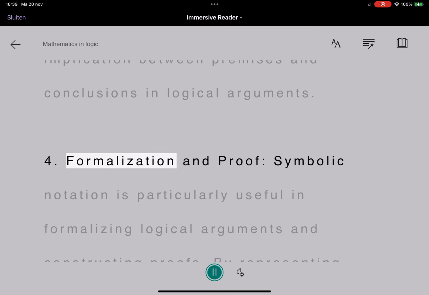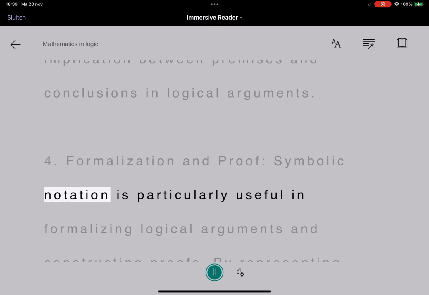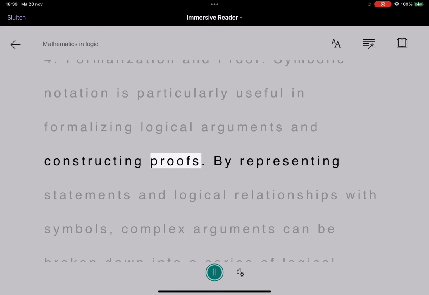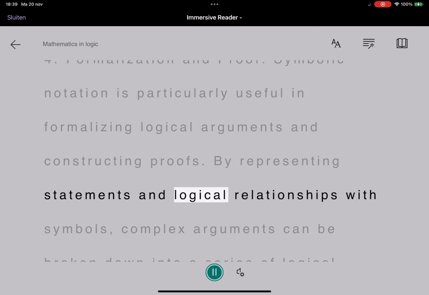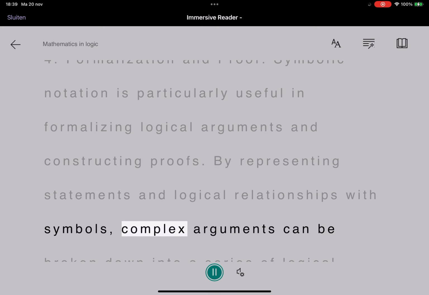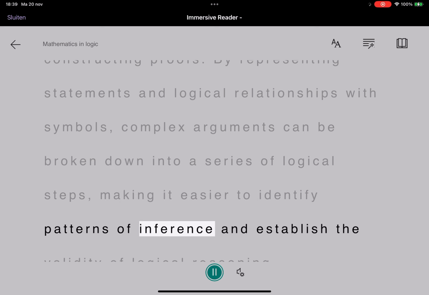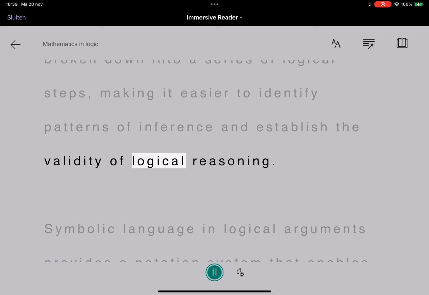4. Formalization and proof. Symbolic notation is particularly useful in formalizing logical arguments and constructing proofs. By representing statements and logical relationships with symbols, complex arguments can be broken down into a series of logical steps, making it easier to identify patterns of inference and establish the validity of logical reasoning.